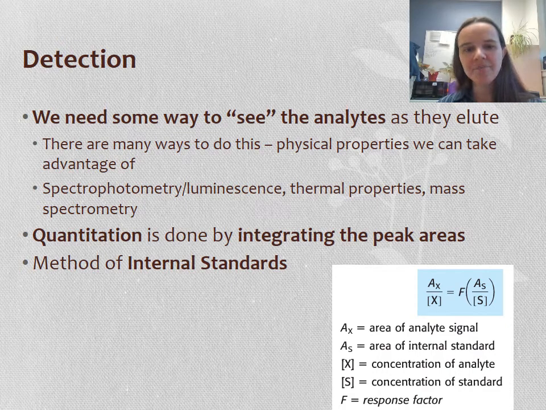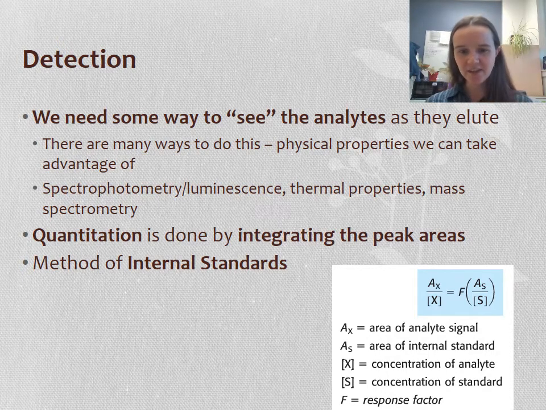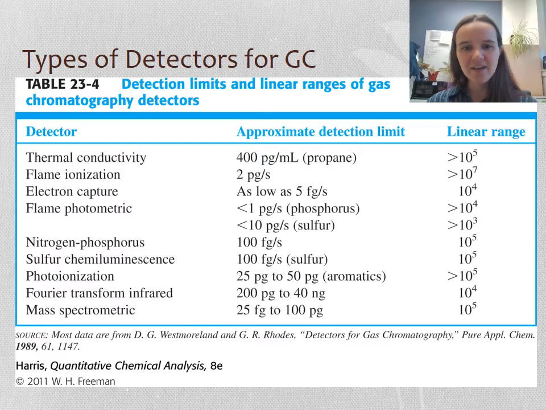Detection, you need to be able to see the analytes as they come off the column, and there's a lot of ways to do this. Physical properties, things like the emission and absorption of light, temperature, mass spectrometry. You're going to integrate the peak areas. No matter how you use it to detect it, you're going to get that peak area, and you're going to use the internal standards, which you should recognize that internal standards equation there. And so our options for detectors for GC, you really should study this table. I'm going to tell you about a few of them.